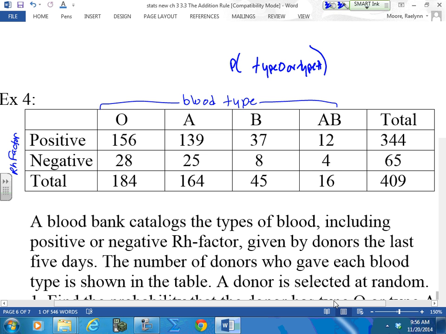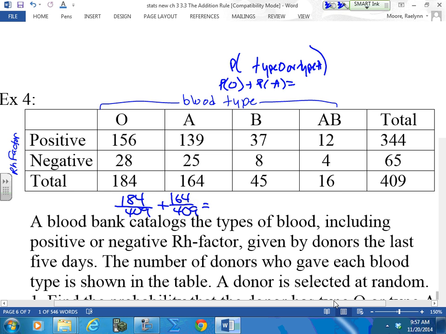There's no given. This is your OR statement. So you decide, is there any overlap in a type O and a type A? No. So they're mutually exclusive. So you can add the probability of type O plus the probability of type A. So find the total for O, regardless of their Rh. Find the total, 184 over 409 plus, where's type A? 164 over 409, and all you have to do is add those.